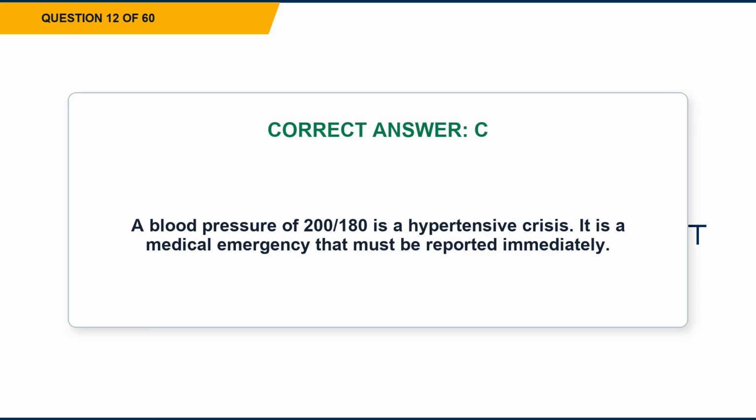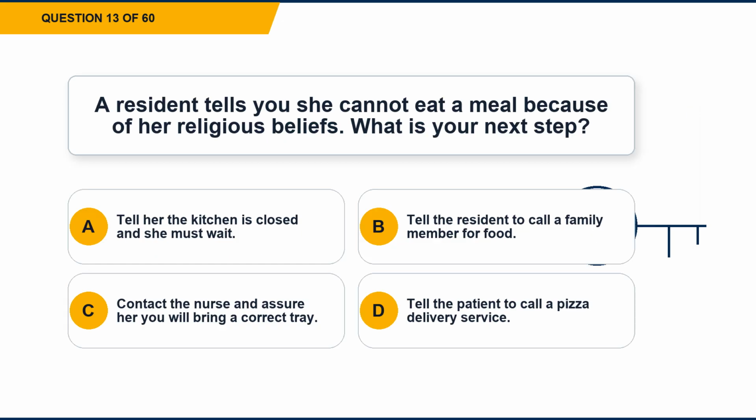Explanation: a blood pressure of 200/180 is a hypertensive crisis. It is a medical emergency that must be reported immediately. Question 13. A resident tells you she cannot eat a meal because of her religious beliefs. What is your next step?